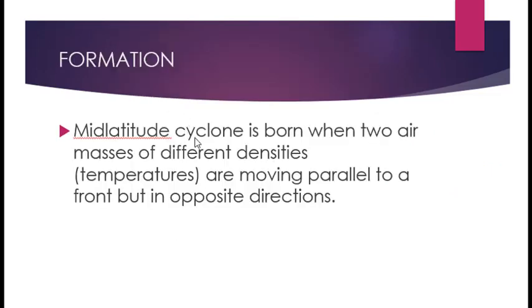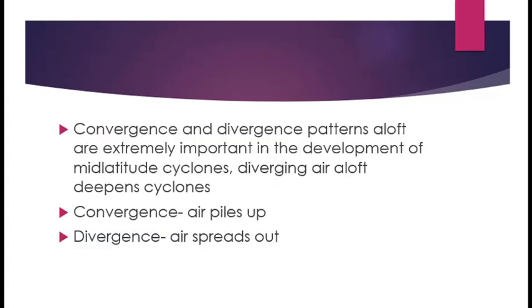So again, the cyclone is born when two air masses of different densities, particularly different temperatures, are moving parallel. However, they are in opposite direction. Then convergence and divergence patterns aloft are extremely important. So we have here convergence when air passes up, and then divergence when air spreads out. However, as I have mentioned, diverging air aloft will deepen the cyclone.